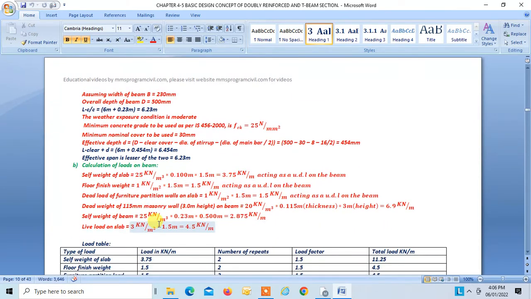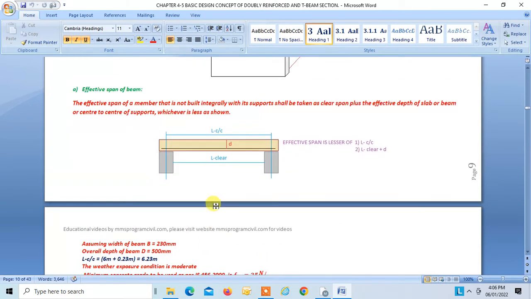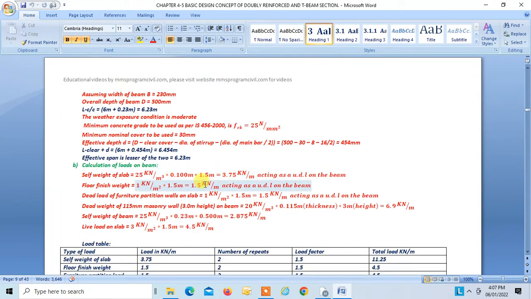Now the next step is we have to find the load that is coming on the beam. So self load of the slab: 25 is the density of RCC, 0.1 is the thickness of the slab, and 1.5 meter is the width of the slab. So this slab is passing its dead load to this beam, right? So we have to find this load on this beam in the unit kilonewton per meter, that is UDL, right? So this is your 3.75 kilonewton per meter.